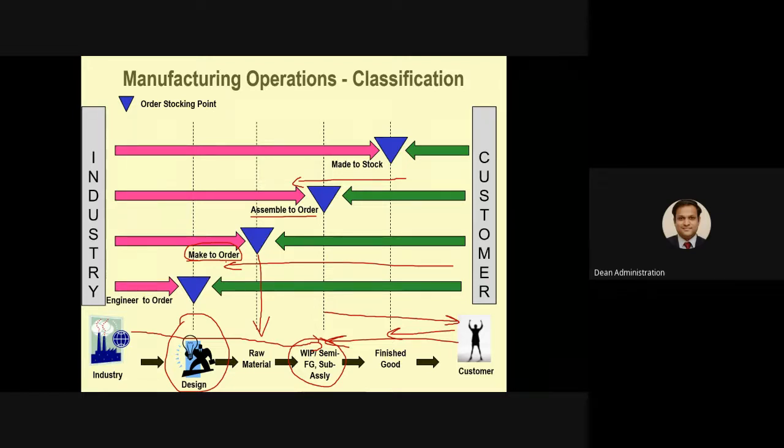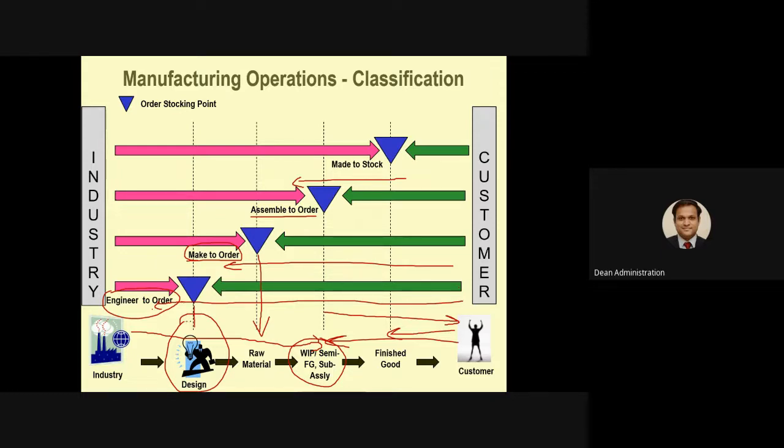You can think of more. Okay, so that is up to you. You can very easily do that. Then you'll ask me, what is the last one, sir? So the last one here is called engineer to order. Okay. What is this engineer to order? You are saying, sir, already you have given too much flexibility, right?